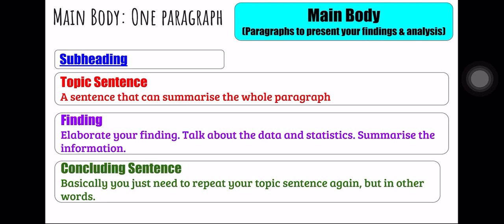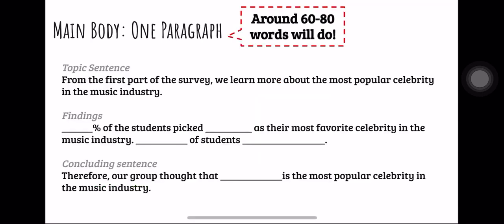Basically, you just need to repeat your topic sentence again, but in other wordings. You paraphrase it. Okay? This is the structure of one main body paragraph. Let's take a look at this sample. For example, the topic sentence: from the first part of the survey, we learn more about the most popular celebrity in the music industry. So just one sentence, one main idea.